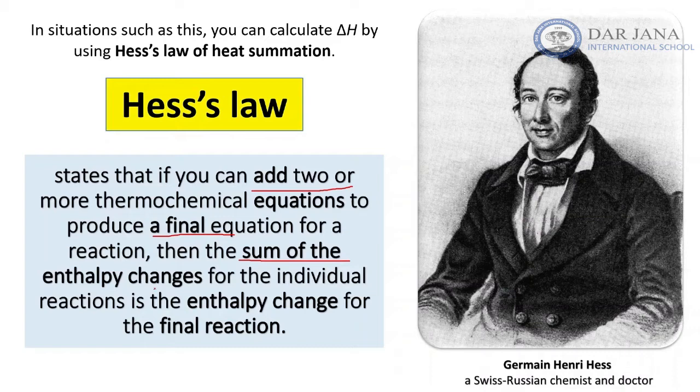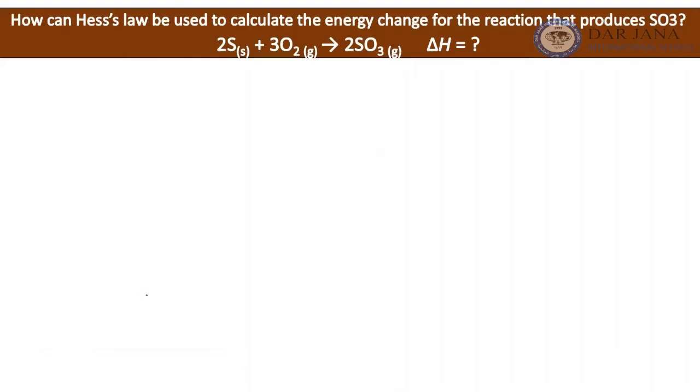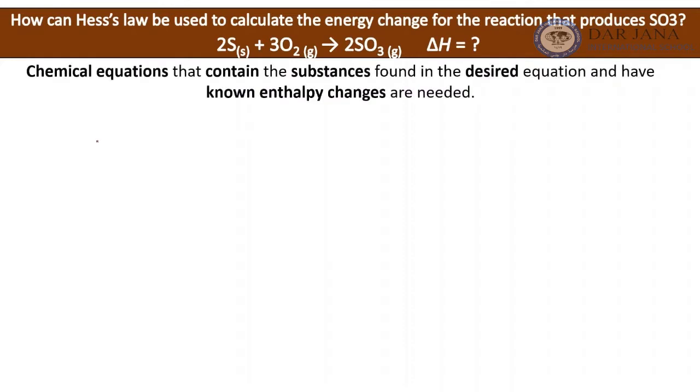How can I use this law to find the delta H of a certain reaction? Let's take the formation of sulfur trioxide. How can I use Hess's law to find delta H of this reaction? First of all, we should have chemical equations that contain the substances. They should contain sulfur, oxygen, and sulfur trioxide. These equations should also come with a known enthalpy change.